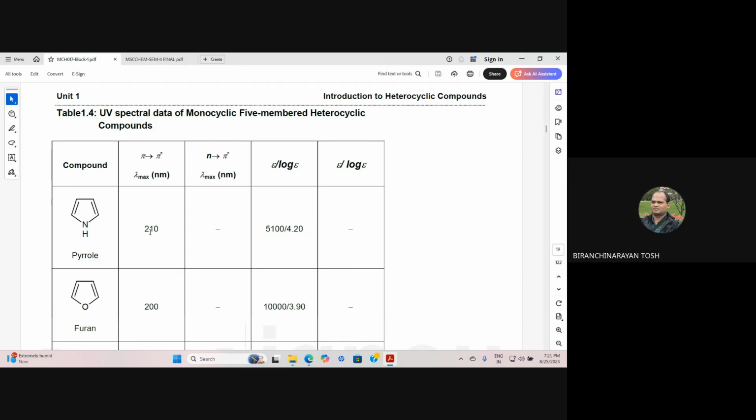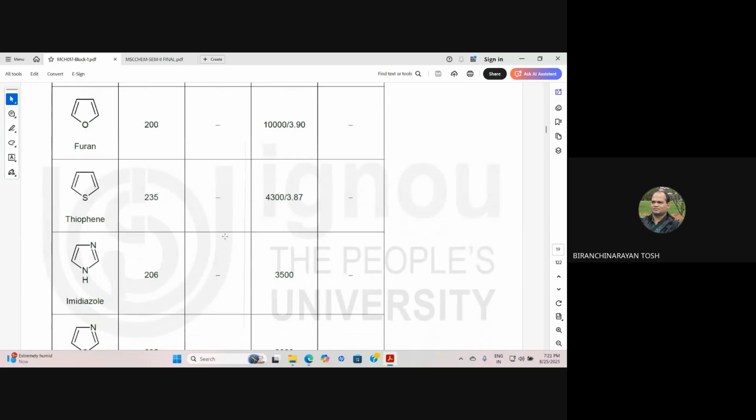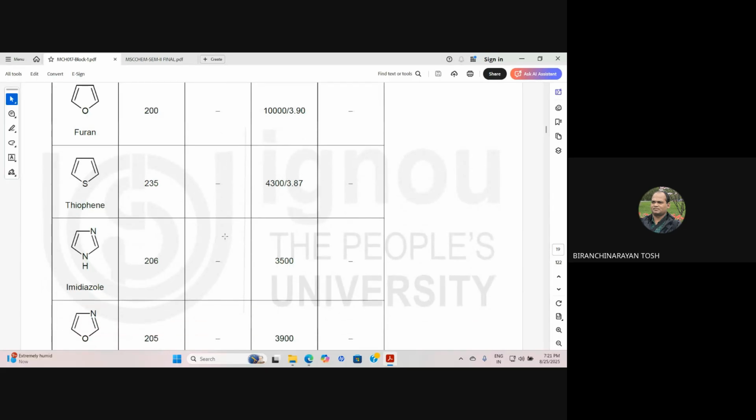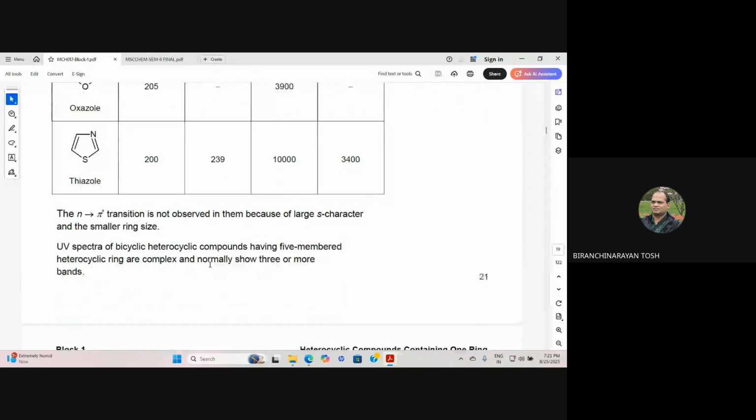The pi to pi star transition occurs at 210 nm, and the molar extinction coefficient epsilon max increases from 5100 to 10,000. So the n to pi star transition is not observed in them because of the larger s character and the smaller size of the ring.